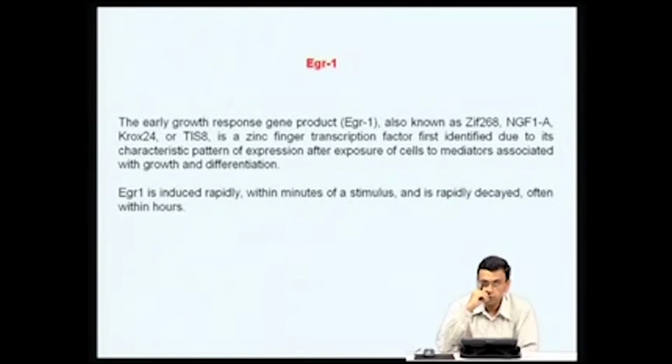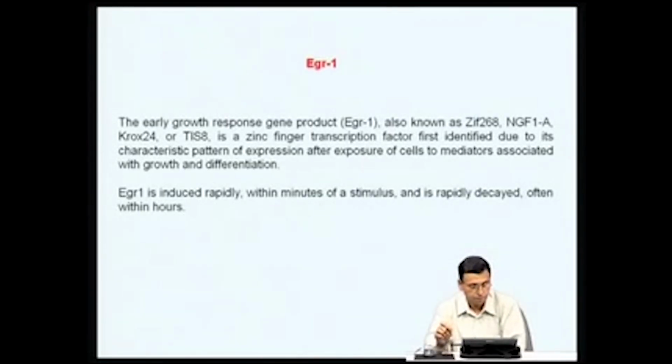I also mentioned in my lecture on the cyclic AMP response that this sequence, the AP1 response element TGACTCA, is very slightly different from the cyclic AMP response element, or the CREB binding site, which is TGACGTCA, whereas AP1 binds to TGACTCA.